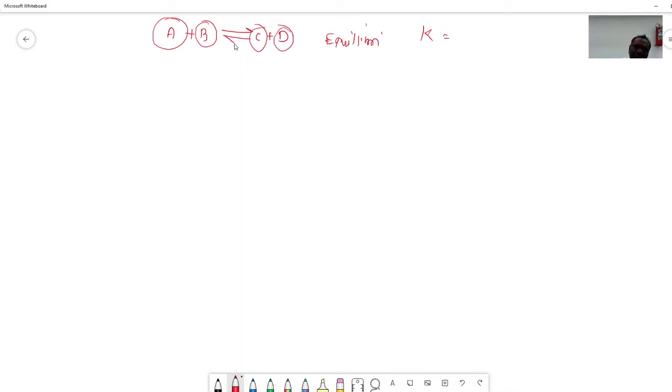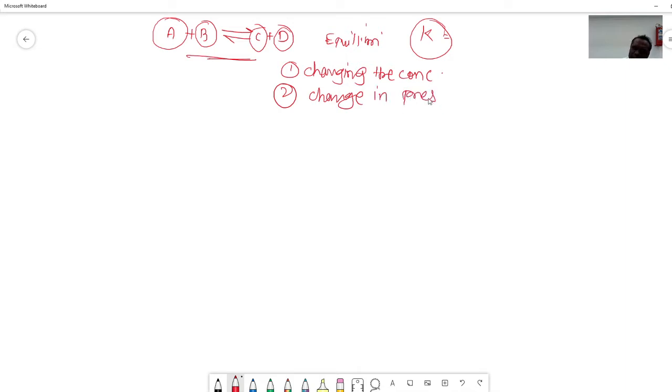In this case, the equilibrium can be disturbed in a number of ways. Number one, by changing the concentration of the reactant as well as the product. Number two, by changing the pressure, that is, the pressure or volume. If you change the pressure, automatically volume changes, or if you change the volume, automatically pressure changes. Number three is the temperature.